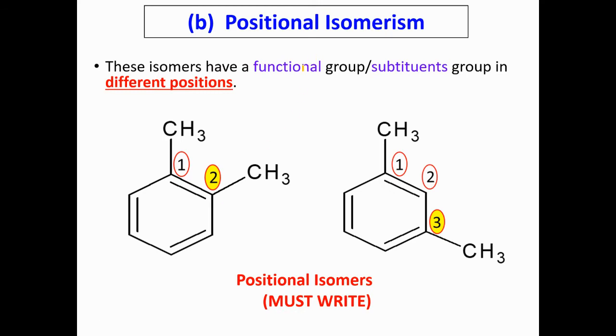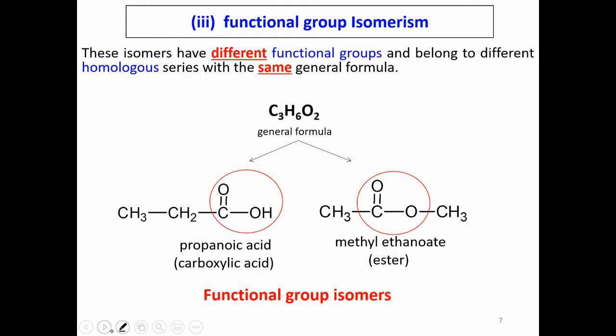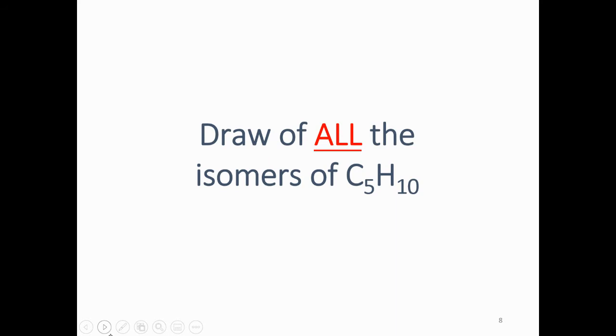Another one is positional isomers. Students can draw the positional isomers, but they tend to forget to label positional isomers. Next one is the same thing, functional group isomers. Must label as well. Of course, functional group isomers, you know that they totally have different functional groups, although they have the same general formula.